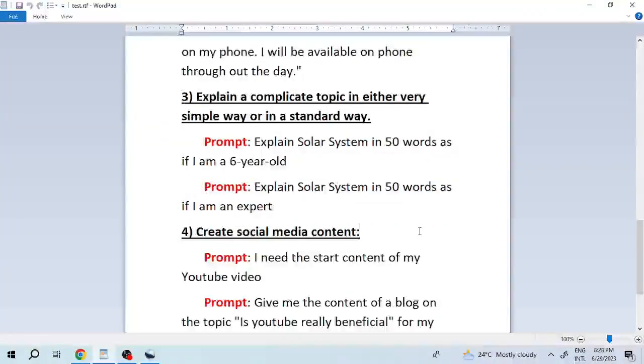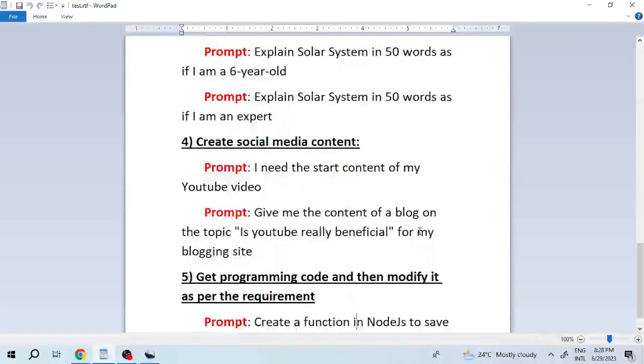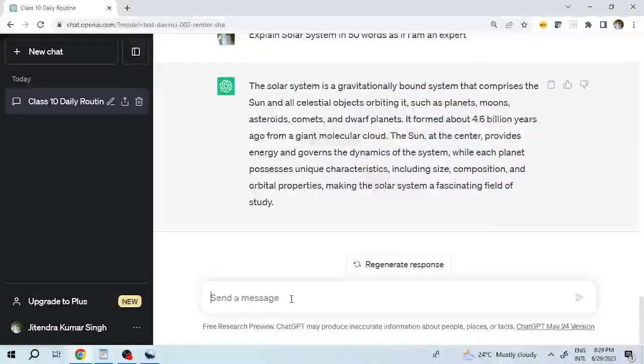Okay, now the fourth one is very important. Suppose we want to create content, our blog content, or the description of our YouTube video, so those things can be done easily by using these prompts. For example, suppose I want to create a blog on the topic, is YouTube really beneficial, and for this I have created this prompt, and now I'm going to paste this prompt into ChatGPT, and then ChatGPT will create a full-fledged blog on this topic, and then if needed we can use that blog.